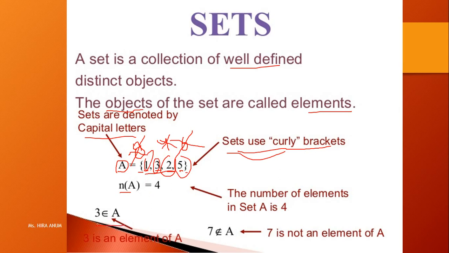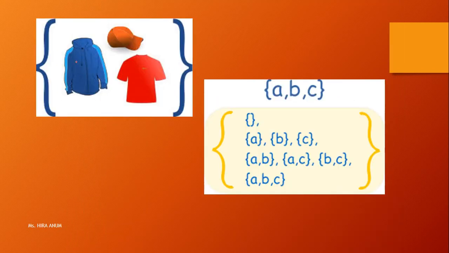When we write 3 belongs to A, this is the sign of belongs to. So this is the sign of belongs to. 3 belongs to A. 7 does not belong to A. When we write this sign, it means the element belongs to the set. If we write this sign, it becomes does not belong to this set. You can also write shirt, hat, t-shirt belongs to the set. If you also write a set like this, this is an empty set, this is also a set, this is also a set, different types of sets.